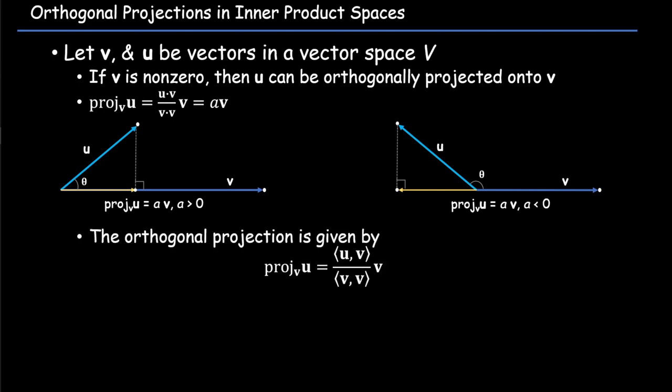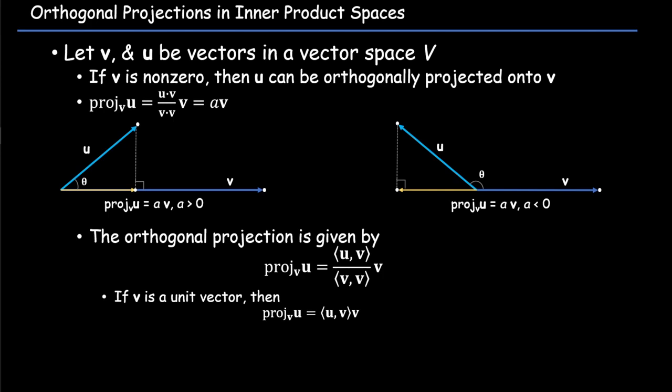And so the orthogonal projection, the more general formula, is given by the projection of u on v is equal to the inner product of u and v over the inner product of v with itself, and then you multiply that scalar by the vector v. Another cool thing is that if v is a unit vector, then the projection of u is essentially just the inner product of u and v multiplied by the vector v.